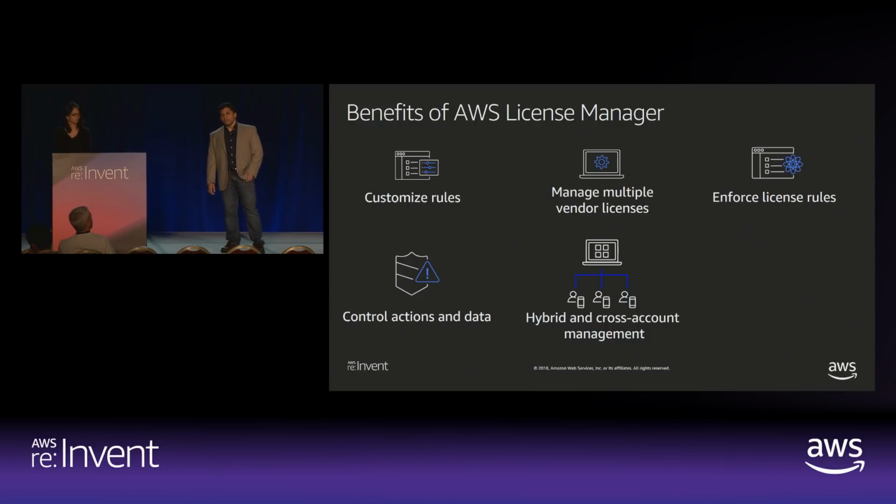This service helps you manage licenses across hybrid environments and across multiple accounts. You can manage licenses that are used on AWS as well as on-premises, and you can do it through one account. If you have multiple accounts, you can configure that. We'll talk about that when we get to the demonstration. You can configure multiple accounts, and you can do centralized management across your AWS accounts from one master account.